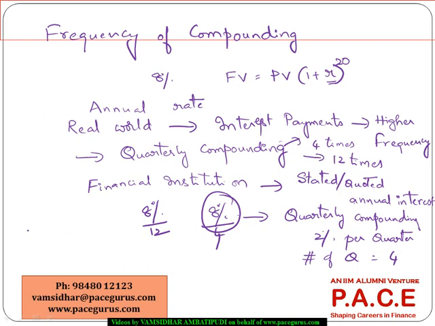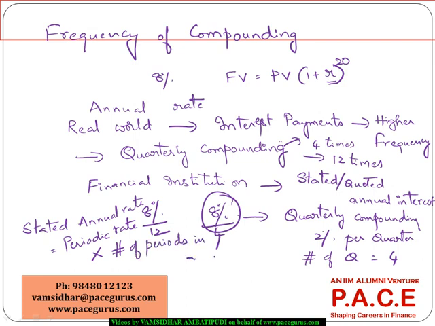So, as a definition, the stated or quoted annual rate is nothing but a periodic rate with a simple multiplication, no compounding. Periodic rate multiplied by number of periods in a year. Because for consistency purposes, it is quoted as an annual rate itself.